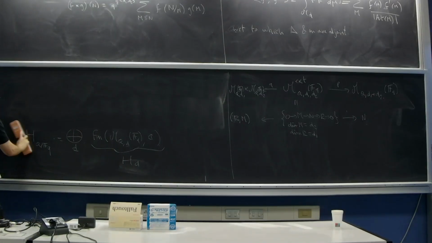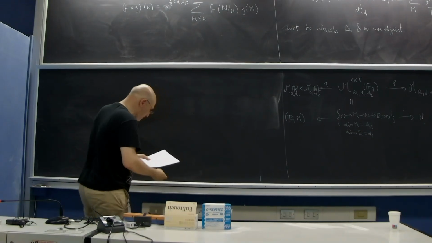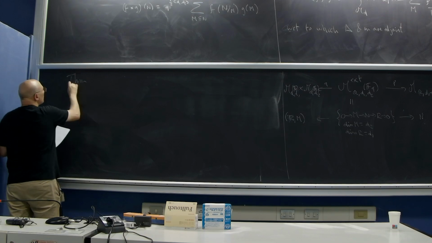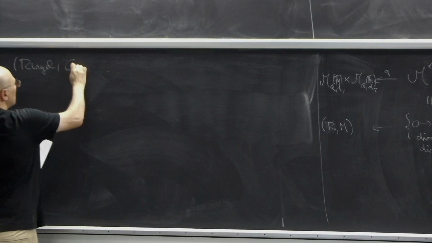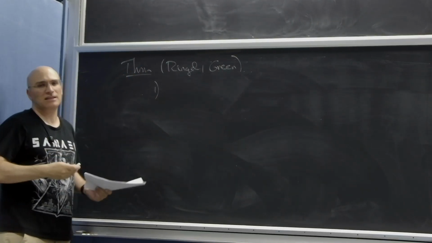So these are the two constructions that one can do, and now there's a theorem. Part of the theorem is pretty obvious, and then there's one part which is really non-obvious. Ringel and Green. So let me start with the, let's say, easy part.